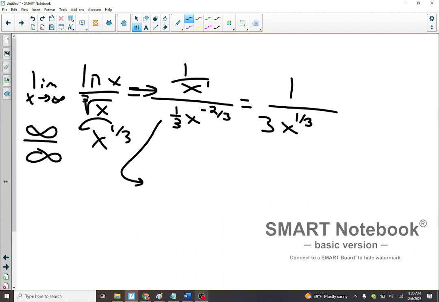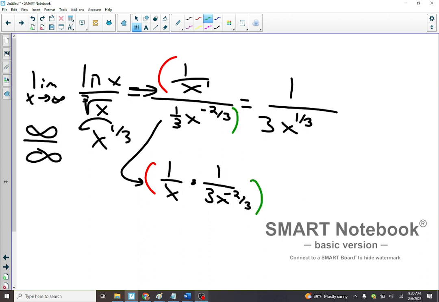So I'm going to rewrite this as 1 over x times 1 over 3 x to the negative 2/3. This part is for here, and this part is over here. So if you rewrite that combined, you should get back to here. Are you just moving the x down? I'm moving the x down and then moving it around so it combines. How is that allowed? It's the division of a division, so I could just put that down.